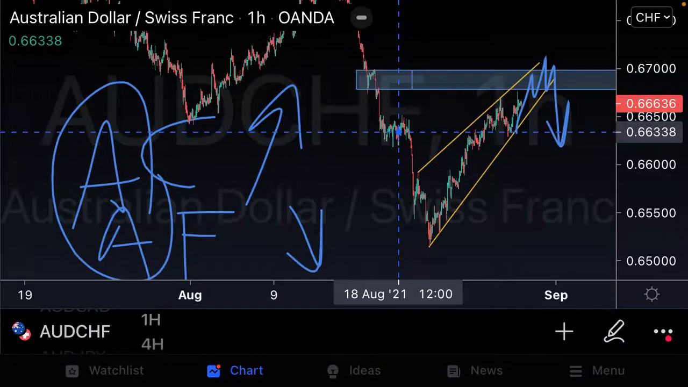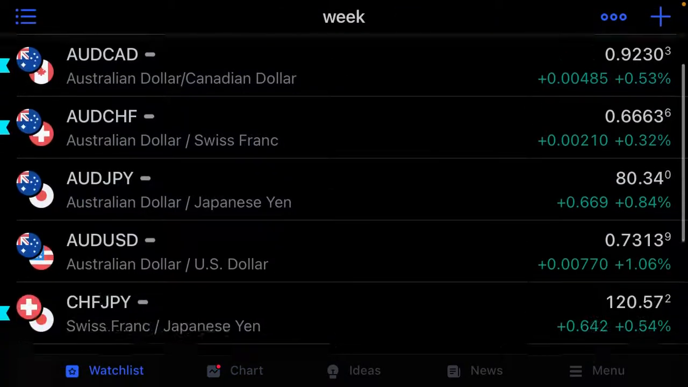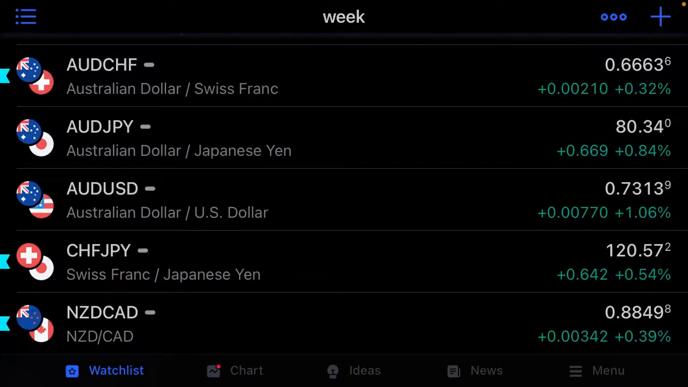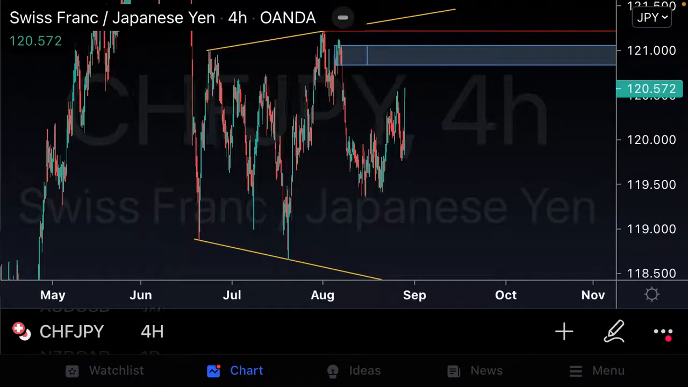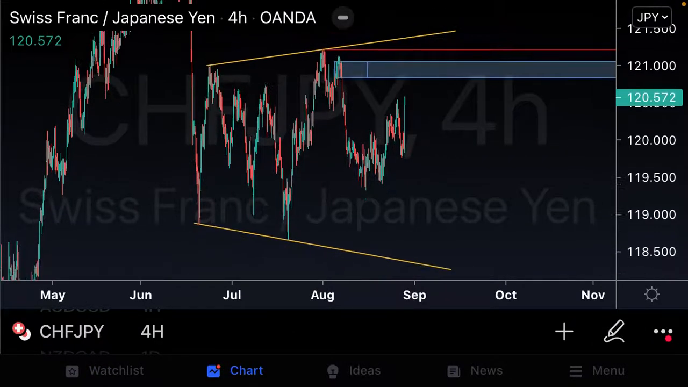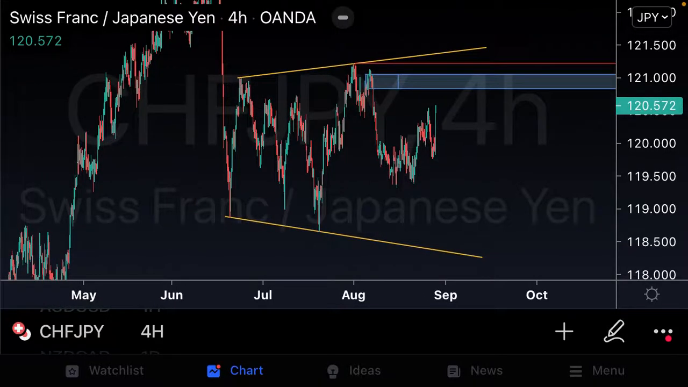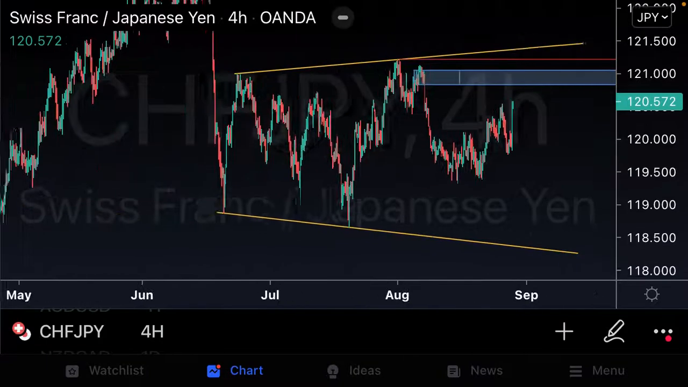With that being said, let's hop back onto the H4 and move on to the next pair that we're going to have a look at, and that's Swiss yen. So on Swiss yen, guys, we've accommodated for the new structure that we're seeing developing over here. And Swiss yen, guys, looks like it's going to require just a little bit of patience from us.